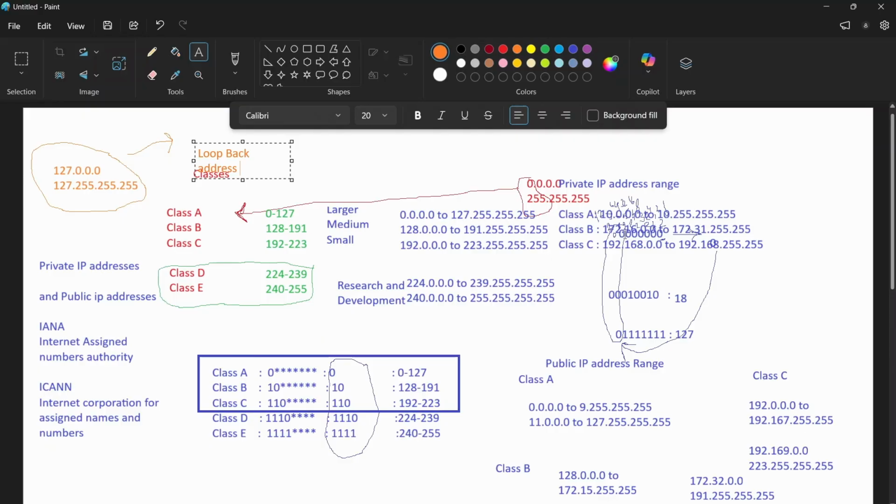Hope it is clear. There are no doubts as of now on private IP addresses and public IP addresses.